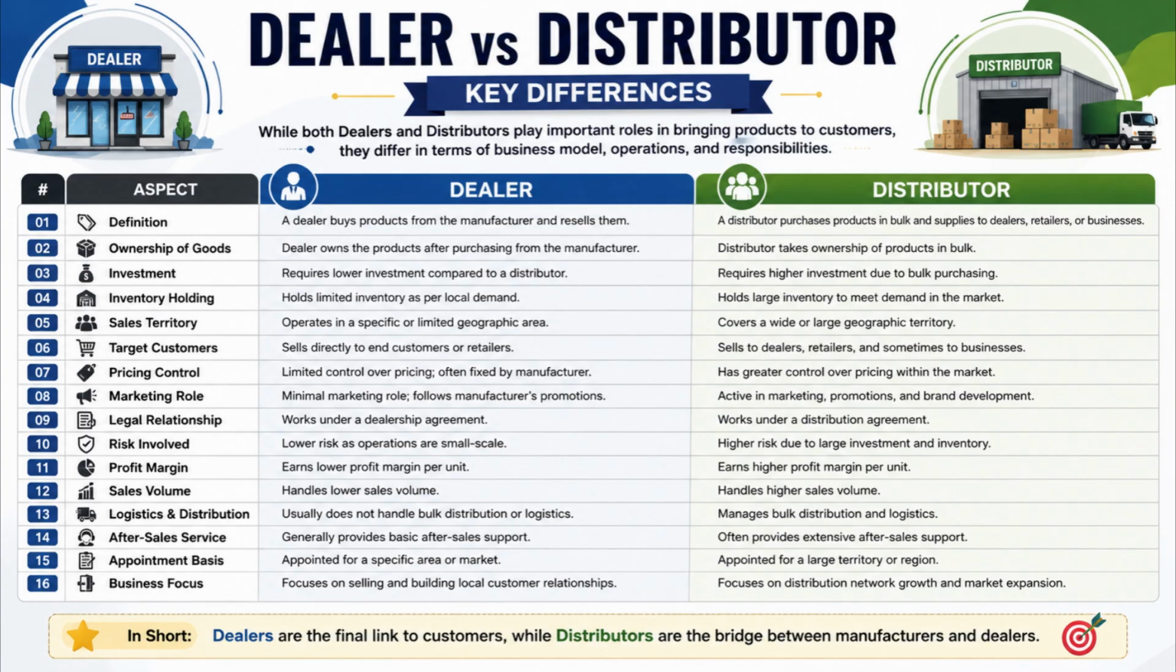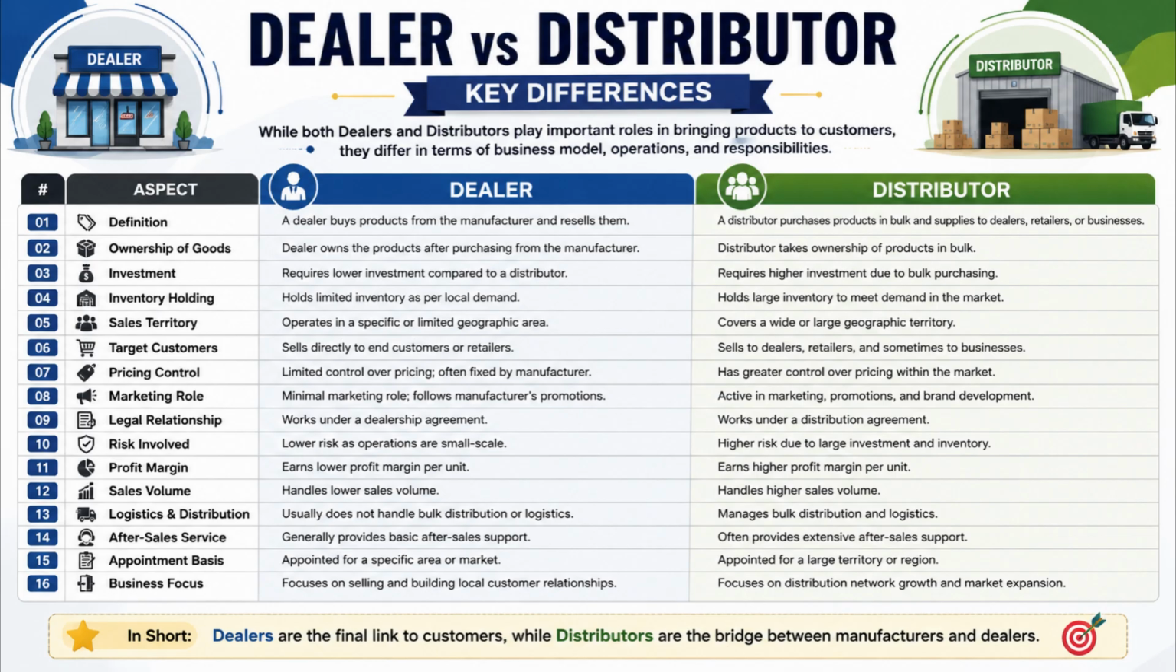Number 7. A dealer has limited control over pricing because prices are often fixed by manufacturers, whereas a distributor has greater pricing control within the market. Number 8. A dealer has a minimal role in marketing and mainly follows manufacturer promotions, whereas a distributor actively participates in marketing, promotions, and brand development.